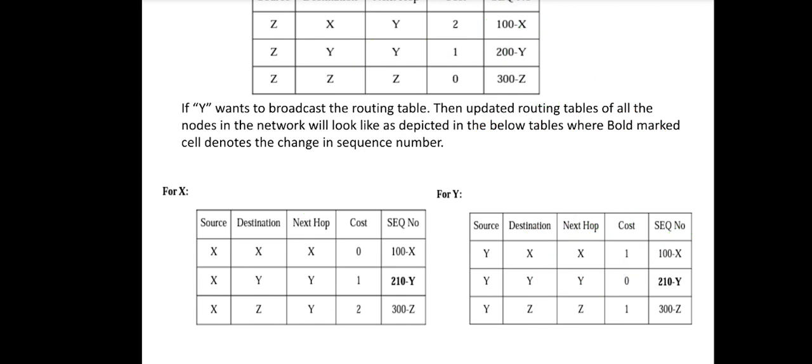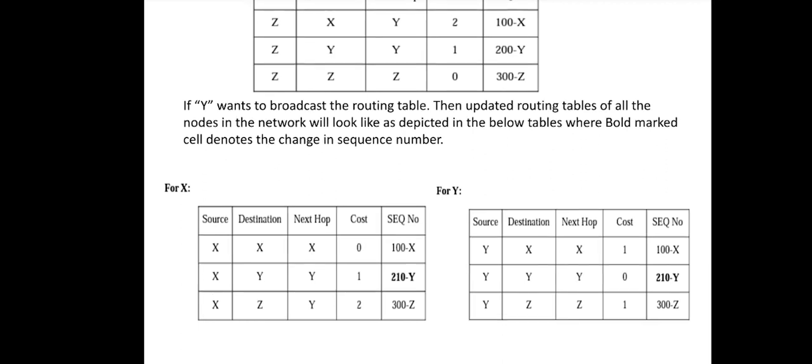So in this way, the destination sequenced distance vector routing algorithm will update the information in a table-like structure. In this way, the DSDV algorithm updates all the information in a table-like structure, which has the data of your source node, destination node, next hop, cost, and the sequence number.